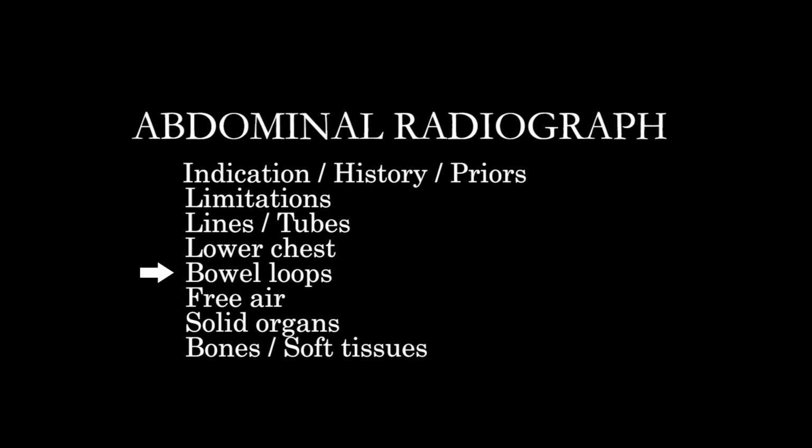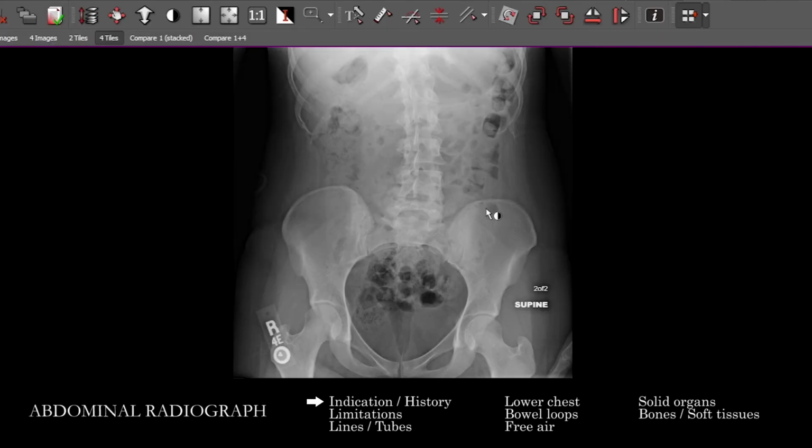And then the next step, I like to look at the bowel loops. We're going to look for distended loops and other obvious pathology that we could see on a radiograph. We're going to look for radiographic signs of free air. Do our best effort to look at the solid organs, the fat planes surrounding the solid organs, and abnormal densities, and then finally look at the bones and soft tissues. All right, so let's get started.